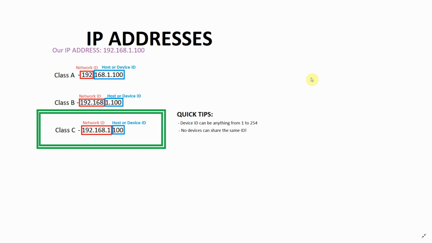No devices can share the same ID. So that means if my PLC has a device ID of 100 on a class C address, then no other device can share the 100 ID. So if you set up your computer and give it the 192.168.1.100 IP address on your network, and you have another device on there with 100, or you set up two VFDs with the same device ID, you're going to have a conflict. You're going to have an issue. So don't do that.